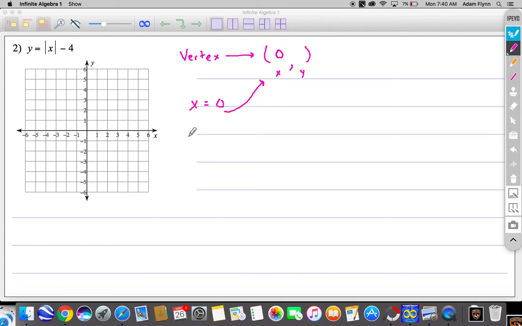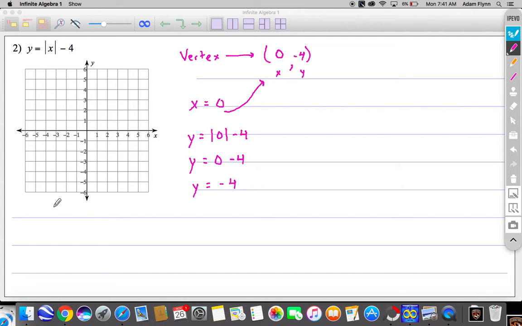So to find our y coordinate, we're going to take our original given equation and plug in our x coordinate for x. So we've got y equals the absolute value, used to be x, now it's a 0, minus 4. So the absolute value of 0 is going to be 0. And then we've got minus 4. So y is going to be negative 4. And just like that, we have our vertex.